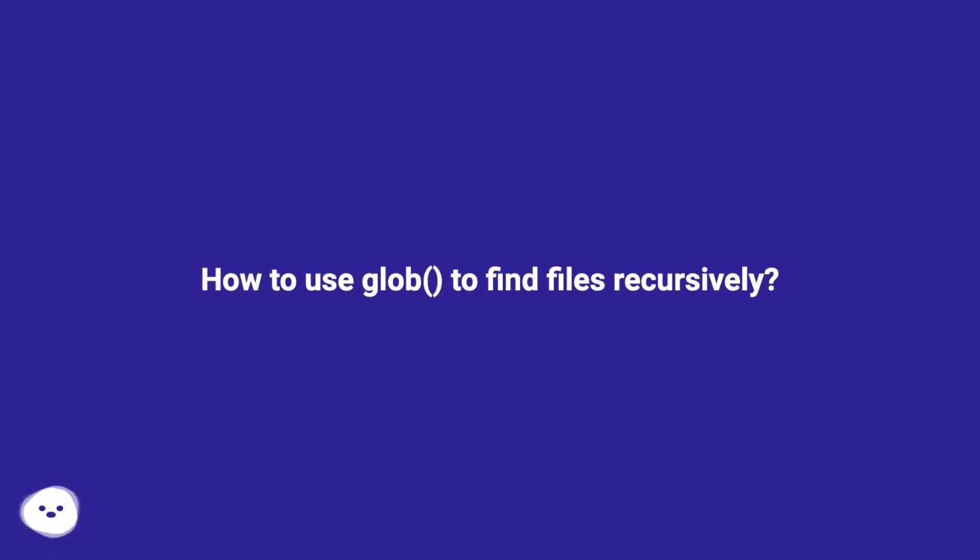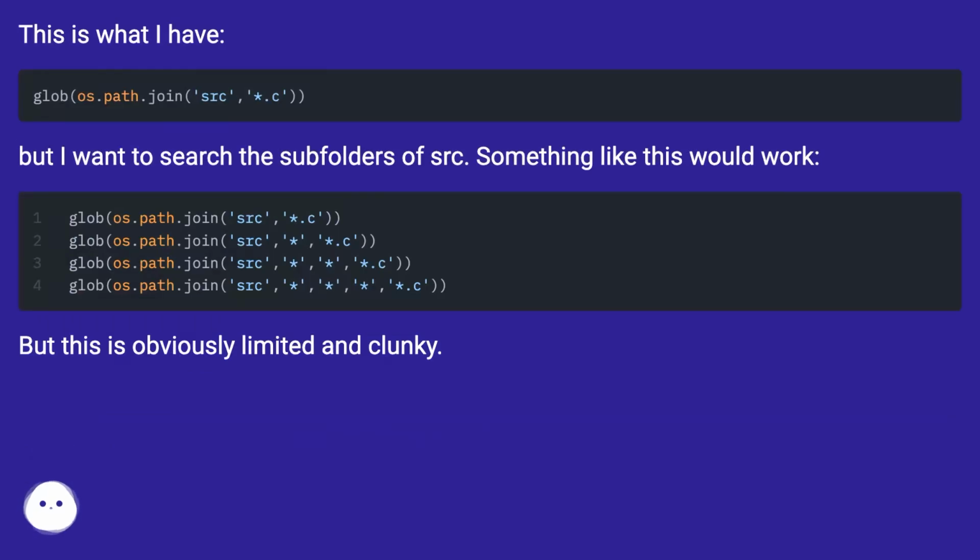How to use glob to find files recursively. This is what I have. But I want to search the subfolders of src. Something like this would work. But this is obviously limited and clunky.